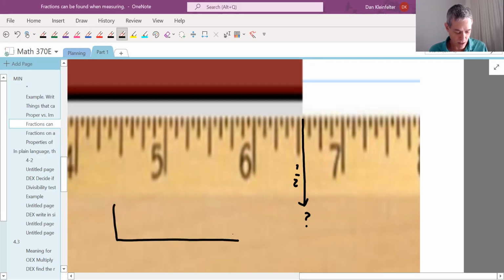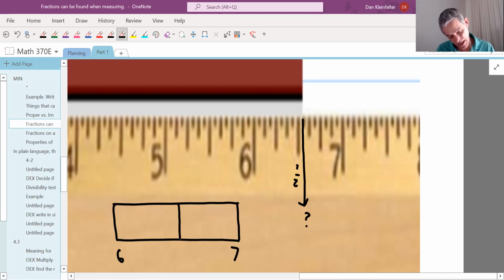So what's going on here is, let me just focus on that part. In between 6 and 7, we have that first of all divided into halves. And then beyond that, the halves are divided into quarters. Okay, so this is the 3/4 mark. And then the next step down from that is going to be eighths. So this is going to be eighths.